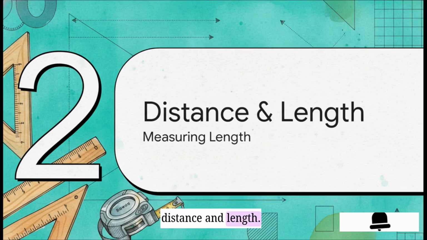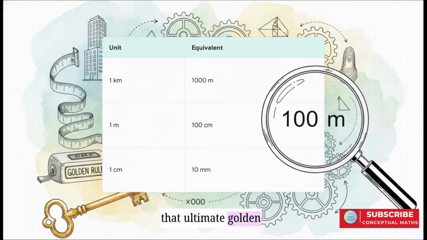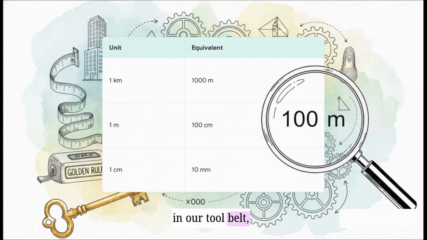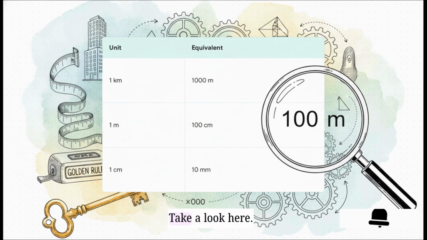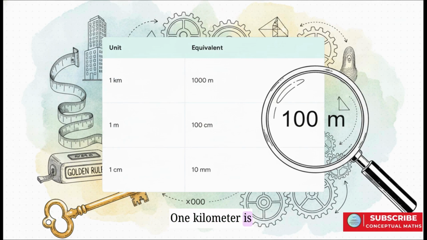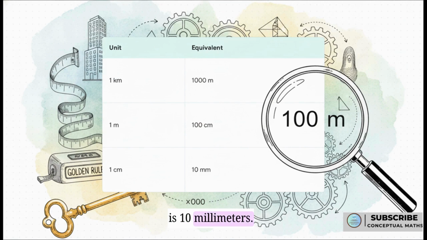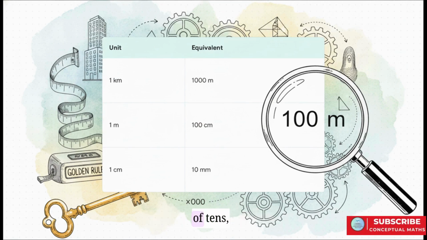Section 2. Distance and length. Now that we've got that ultimate golden rule safely tucked away in our tool belt, let's look at the base formulas for length and see how this all actually works. Take a look here. 1 kilometer is 1,000 meters. 1 meter is 100 centimeters, and 1 centimeter is 10 millimeters. Now, what's really interesting about this slide is the beautiful, totally predictable pattern of tens, hundreds, and thousands. These are your base numbers.